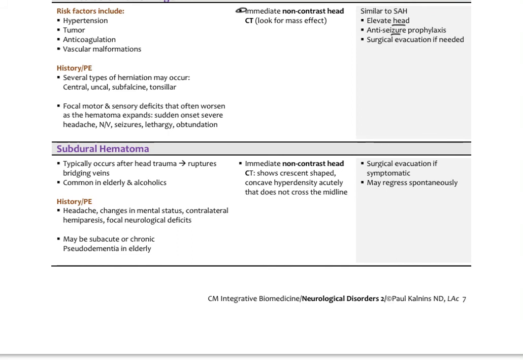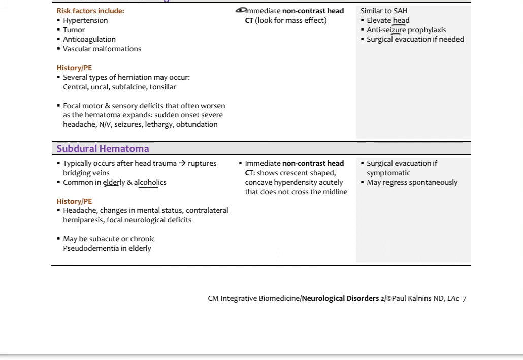It typically occurs after the bridging veins in the dura are ruptured. Subdural means it happens under the dura, between the dura and the arachnoid. You can also get an epidural, we'll talk about that, above the dura, but subdural is usually where the bridging veins within the dura are ruptured, and this can happen in the elderly who take a fall, also in alcoholic patients, more likely because of falling.